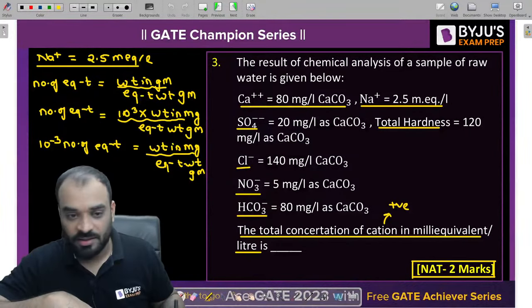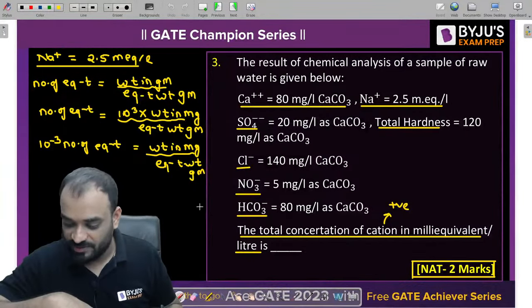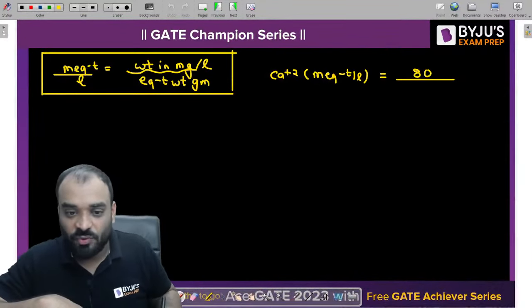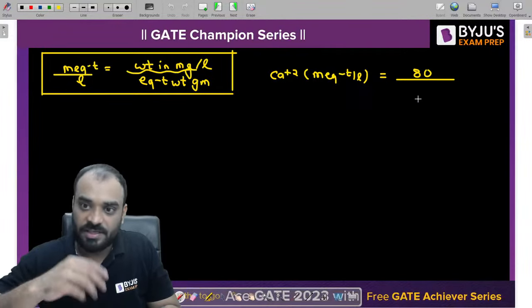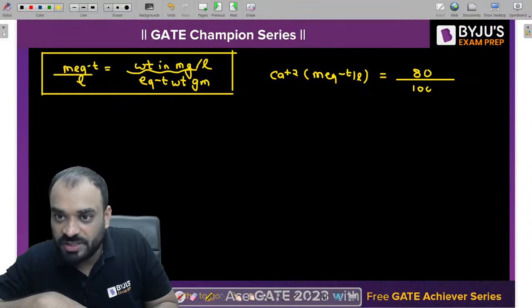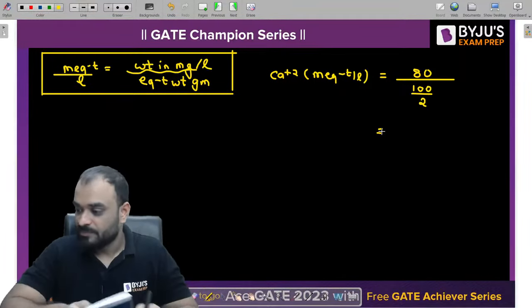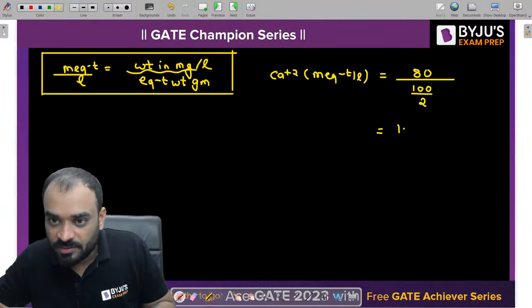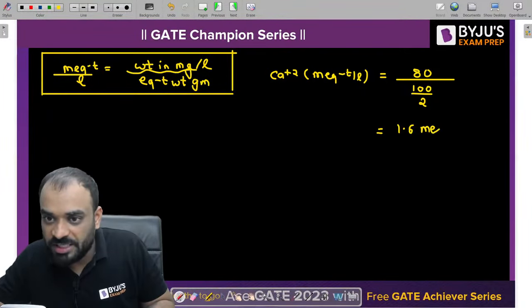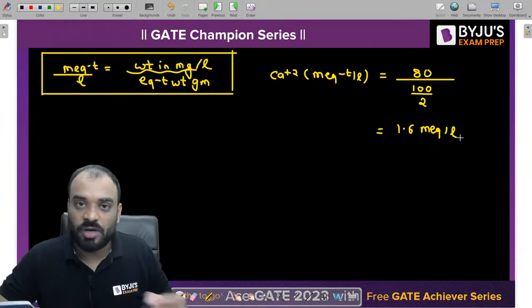CaCO3. Very nice. So you need to divide this concentration by the equivalent weight of CaCO3, which is 100 divided by 2. Now tell me how much it is. 80 divided by 50, how much are you getting? 1.6. So can I say that 1.6 milli equivalent per liter of calcium plus 2 ion is there?